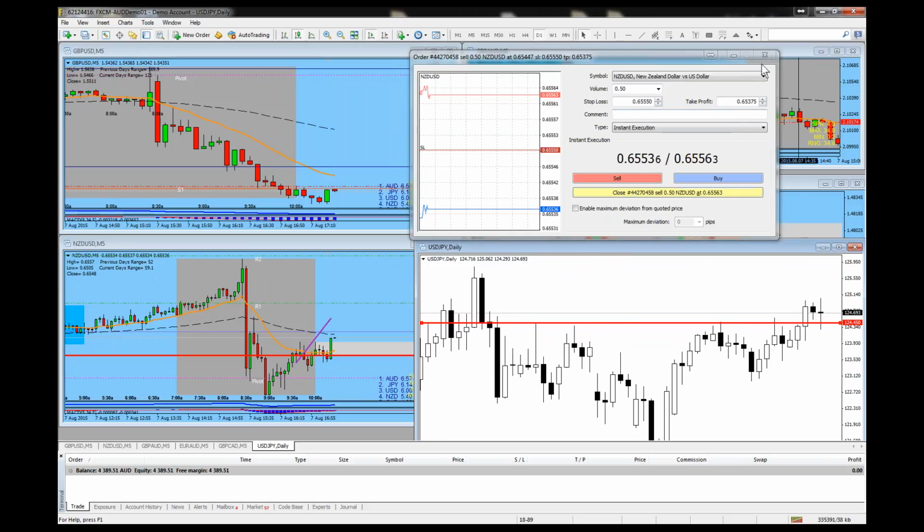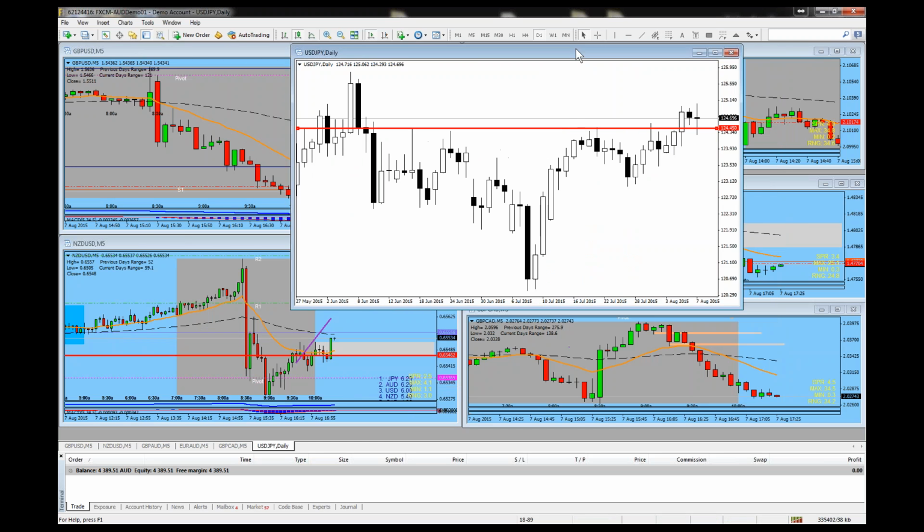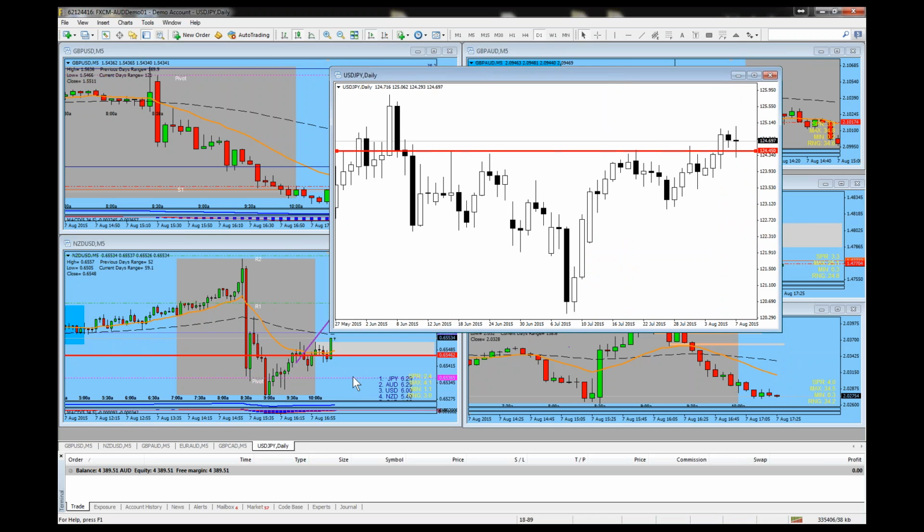So okay, I managed that trade the way I wanted to. Not thrilled with taking the hit, but my goal is to say I'm going to manage it a certain way and do it.